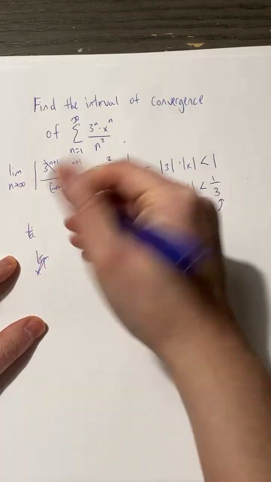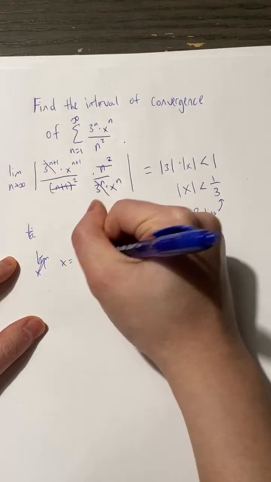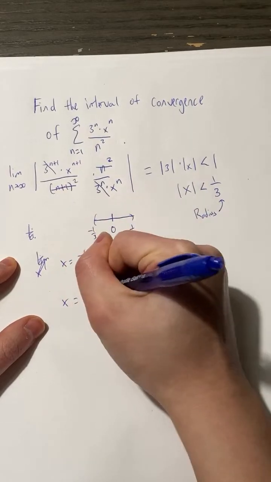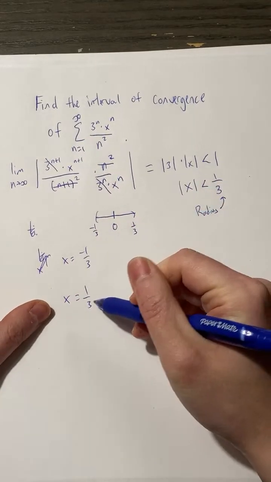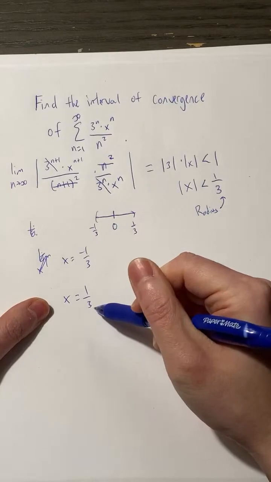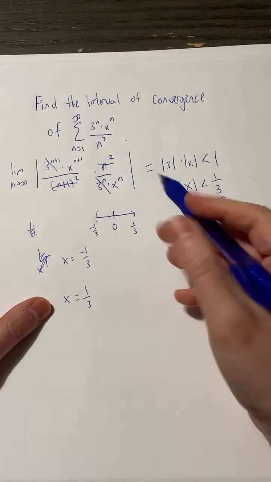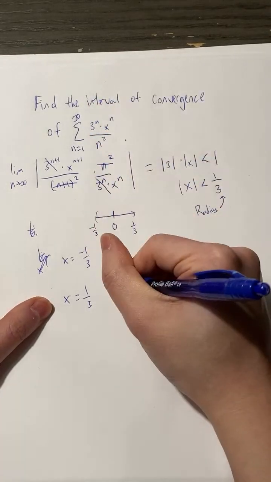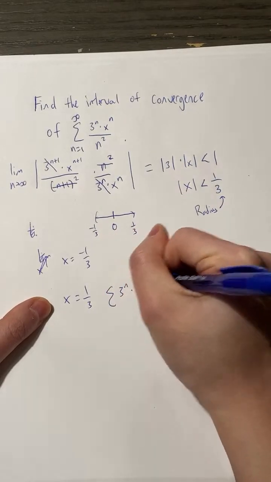I'm just going to write x equals negative 1/3, and x equals 1/3. I like to plug in the 1/3 first because plugging in the positive number is so much easier, since there are fewer negatives. So I'm going to plug in 1/3 first, and again, I'm plugging it in right here.